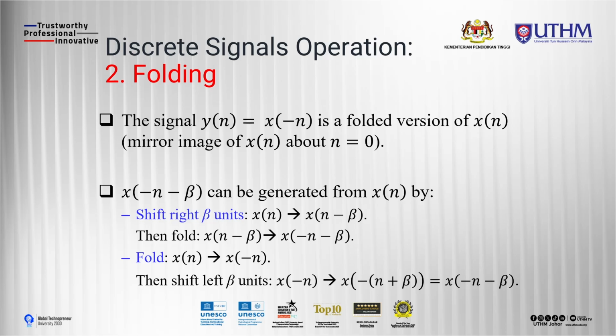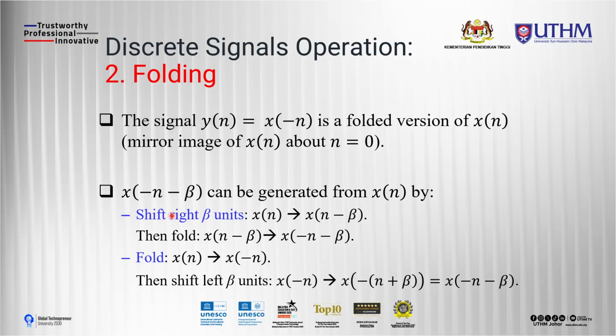Second is folding. Folding means flip a signal around n equal to 0, just like looking at it in a mirror. So if we have a signal y[n] equal to x[minus n], it is the mirror image of x[n], across the vertical axis.